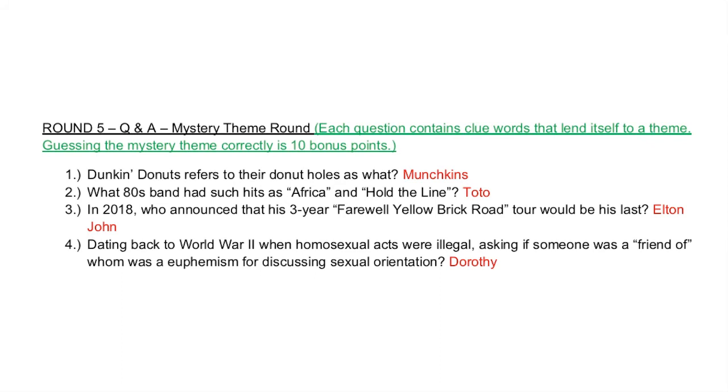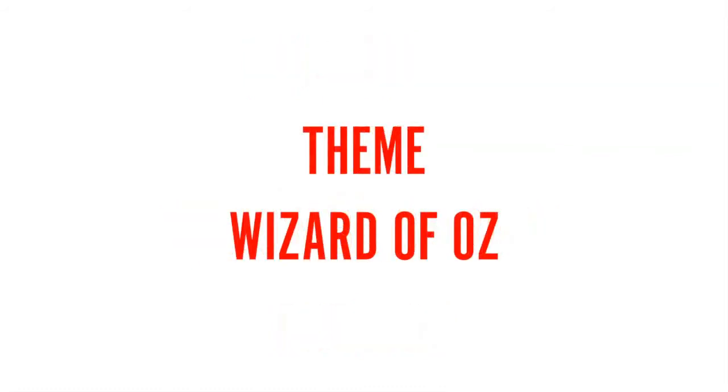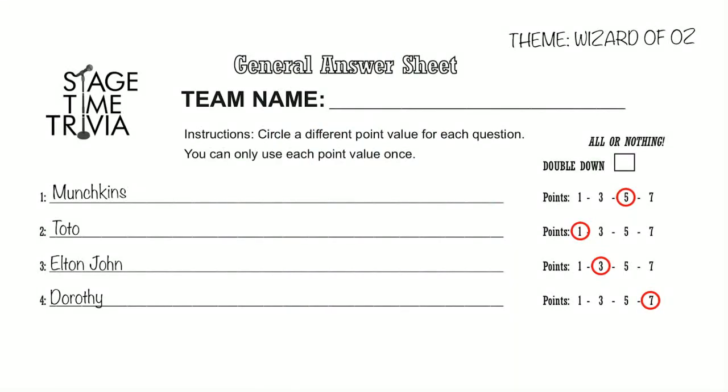Round 5 is another Q&A round with an added spin to it. It's known as the mystery theme round. Now this round is going to seem like another general knowledge round with 4 random questions about 4 random topics. However, there are clue words in each of these things that lend themselves to a mystery theme, and if a team is able to guess the mystery theme, they just write it anywhere on their sheet, it's a possible 10 bonus points. Round 6 is the last special handout sheet.